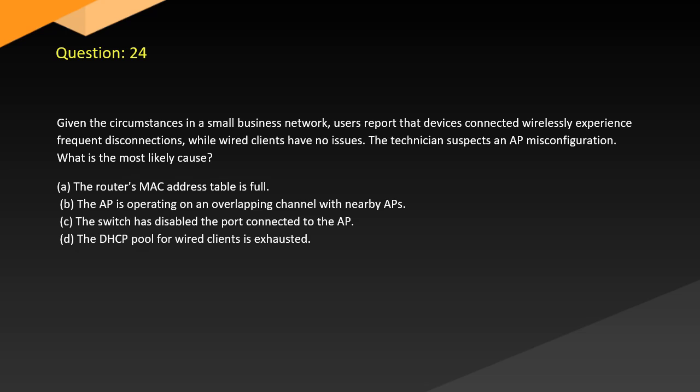Question 24. Given the circumstances in a small business network, users report that devices connected wirelessly experience frequent disconnections, while wired clients have no issues. The technician suspects an AP misconfiguration. What is the most likely cause? A. The router's MAC address table is full. B. The AP is operating on an overlapping channel with nearby APs. C. The switch has disabled the port connected to the AP. D. The DHCP pool for wired clients is exhausted.